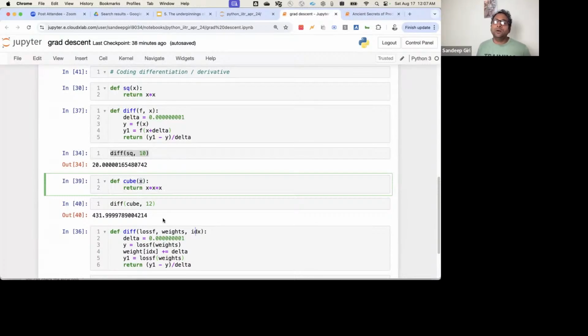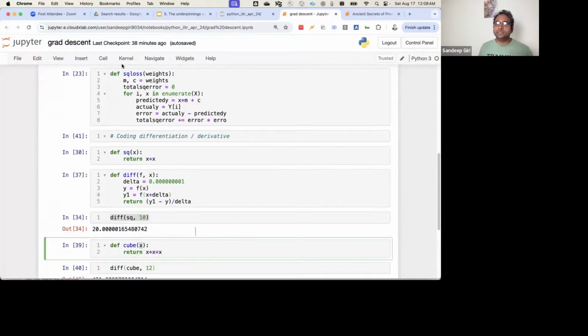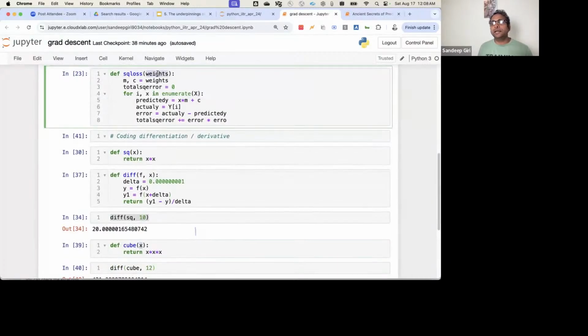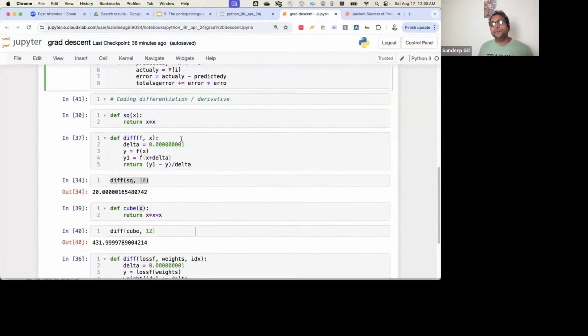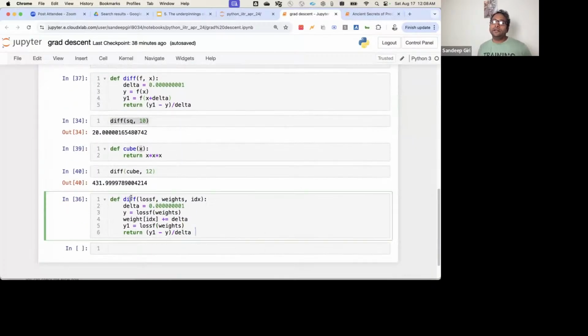How do you differentiate a function which takes multiple arguments, like this one? Please note that even for a multiple-argument function, we only increase one variable at a time. This is called partial derivative. We increase only one variable at a time.